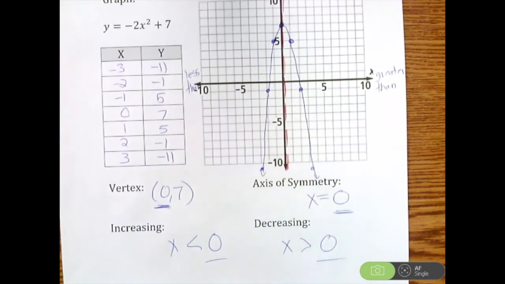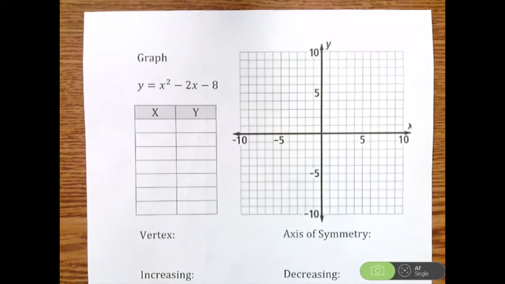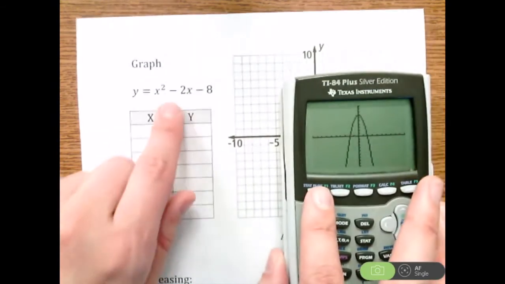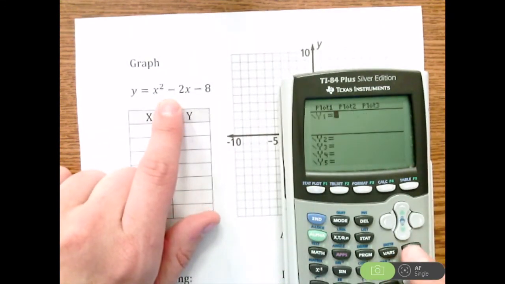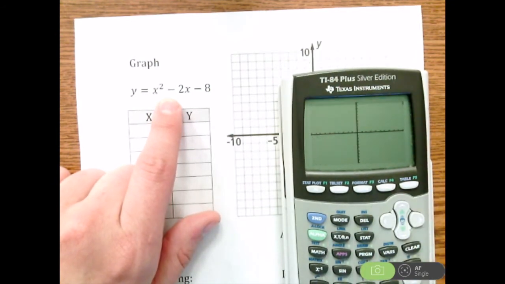So I'm going to show you one more example of, well, what happens if this is moved around. It's not a 0 there. So one more equation here. I'm going to go through it pretty quick. So again, I want to graph this. So I'm going to go to y equals. We're going to type in x squared minus 2x minus 8. We can graph that to get a good idea of what we want on our paper.